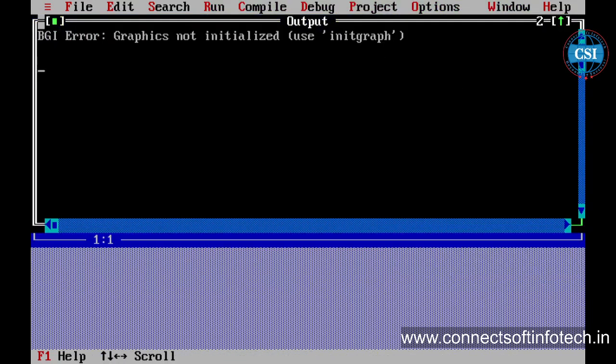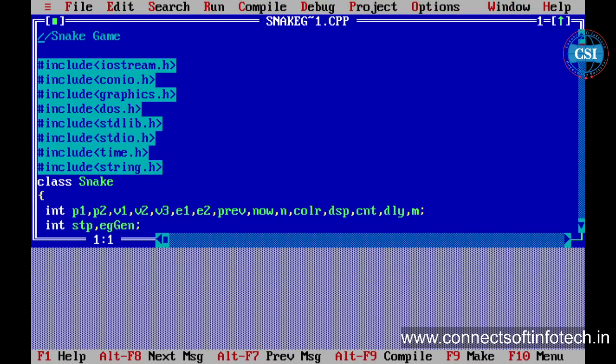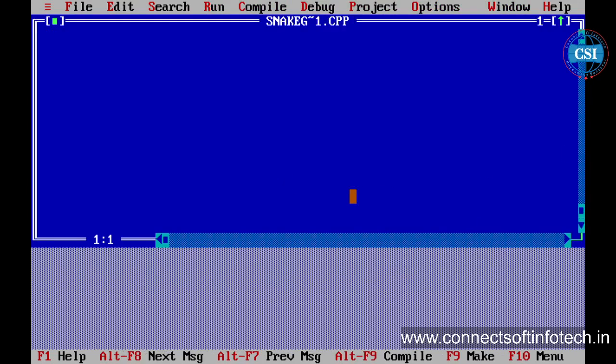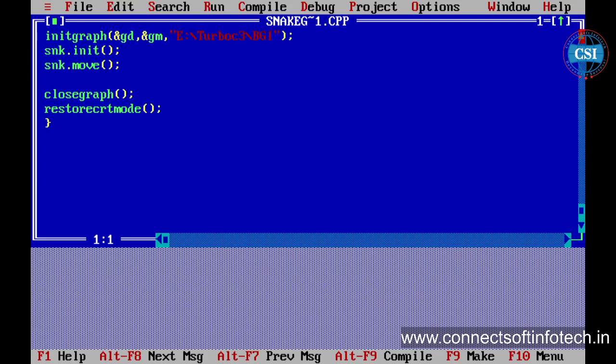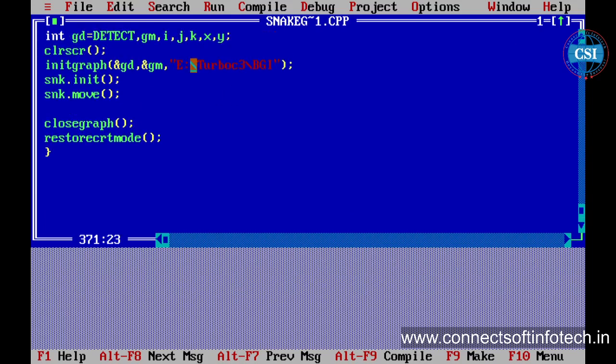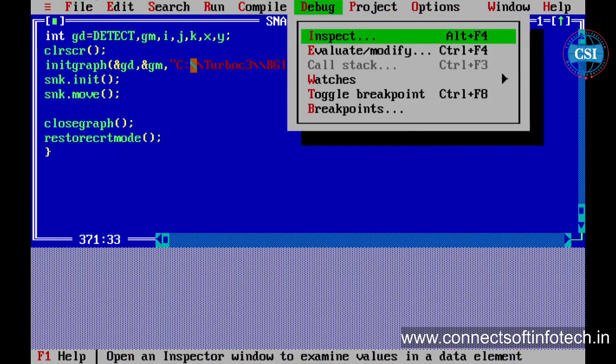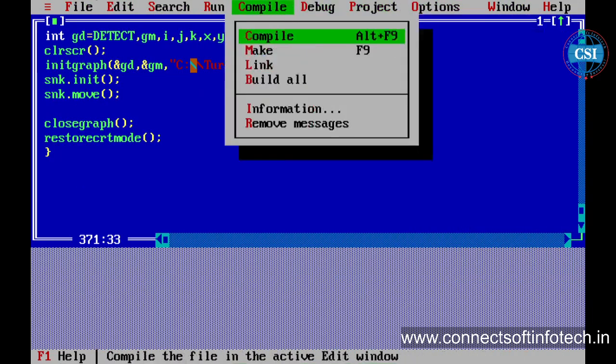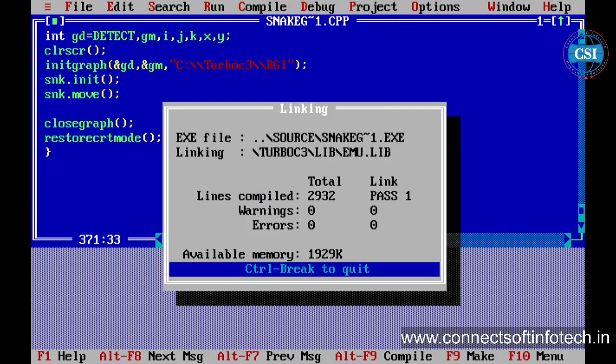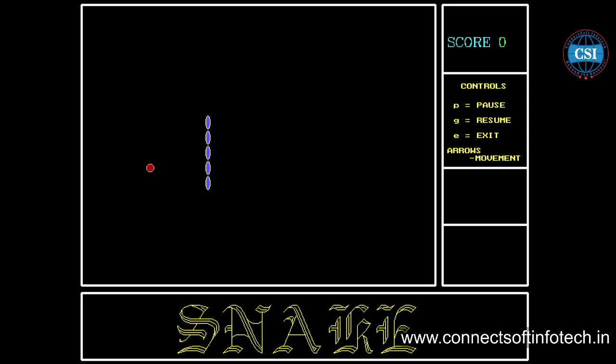Okay, initial graph. Again, the same error is there. Okay, C is there. Okay, you have to set this path properly. Otherwise, you will not get the graphics. Okay, see here the snake game. So this type of console based application you can create in the C and C++.